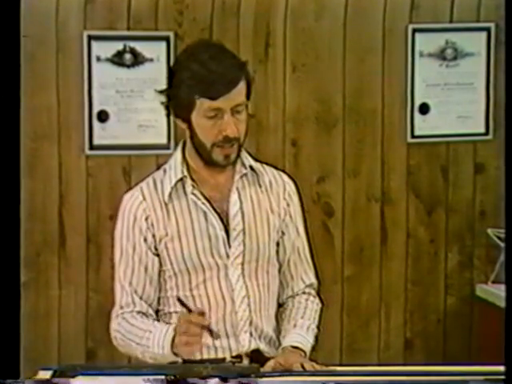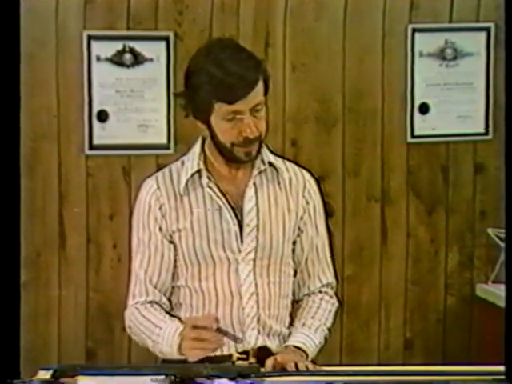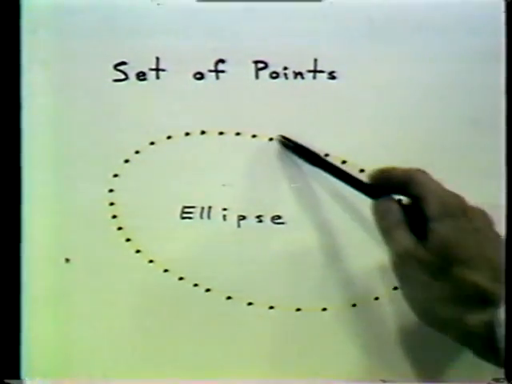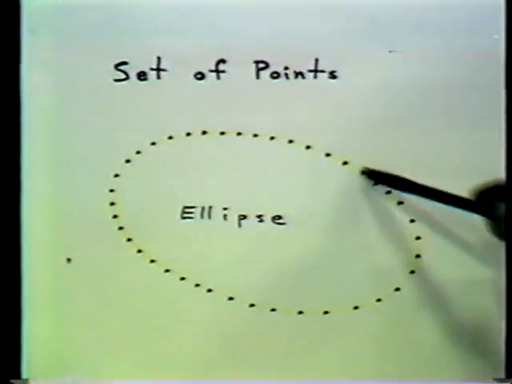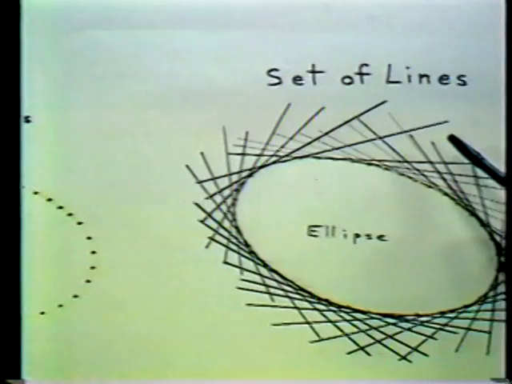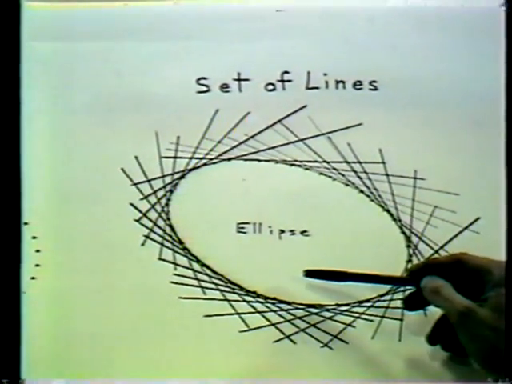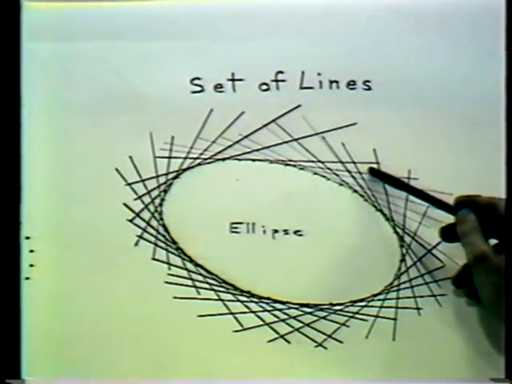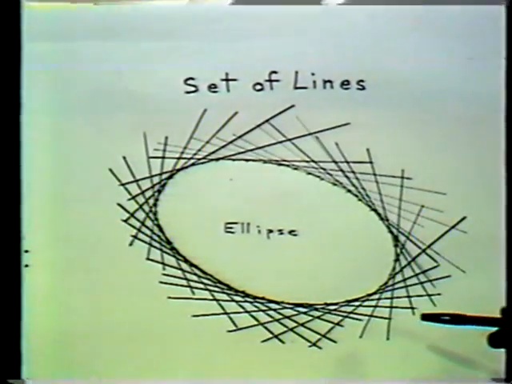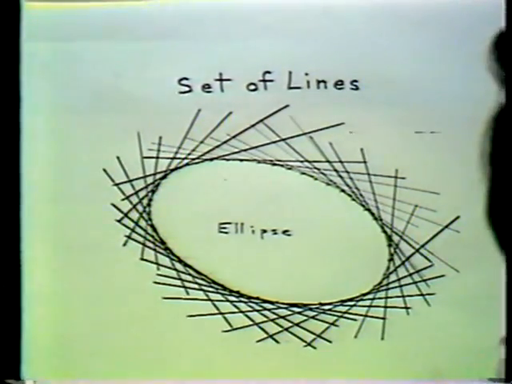A slightly more complicated example can be found by considering a curve as a set of points. Here's a curve as a set of points. A curve can also be considered as a set of lines. Instead of considering a set of points making up a curve, you can consider a set of lines making up a curve. And these lines are all the tangent lines. By knowing all the tangent lines, you know the curve. Well, now, do you remember what Pascal's theorem said? Pascal's theorem said that if you had a circle and 6 points on it, a certain thing was true.